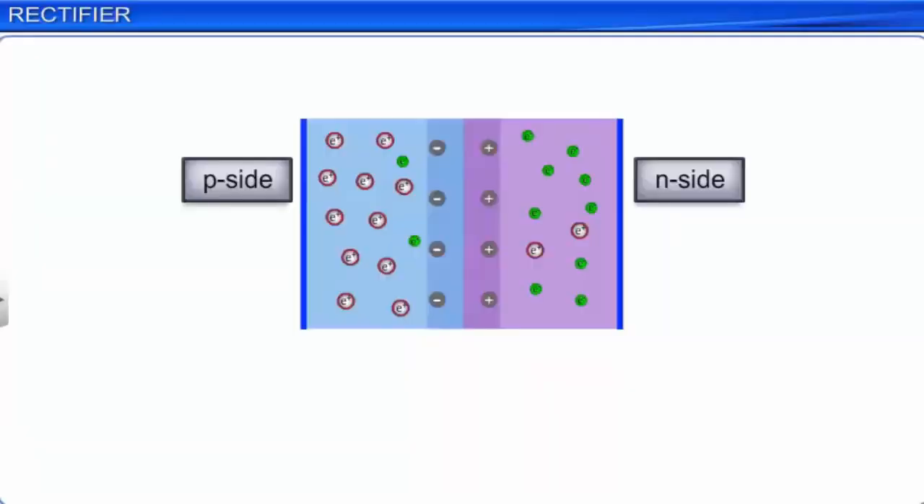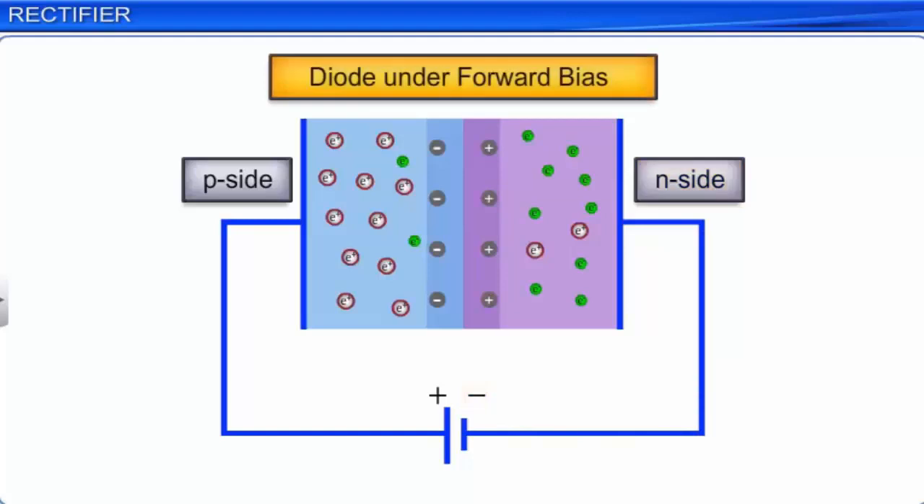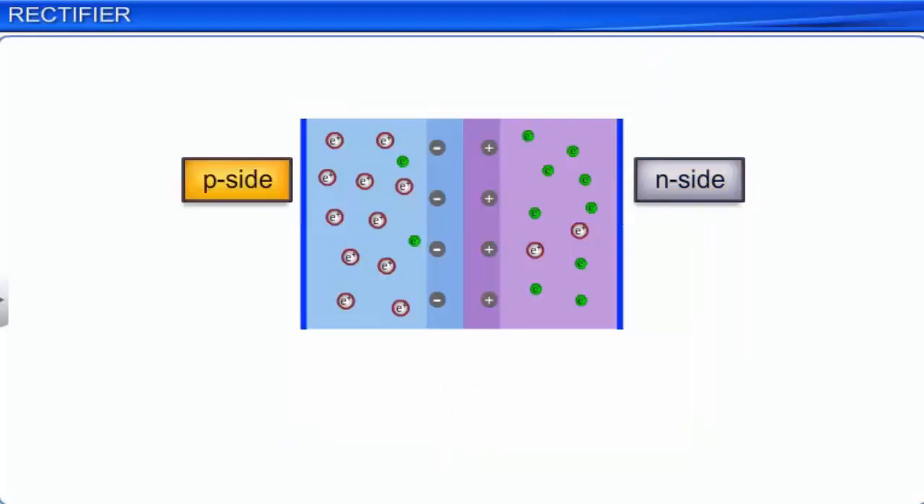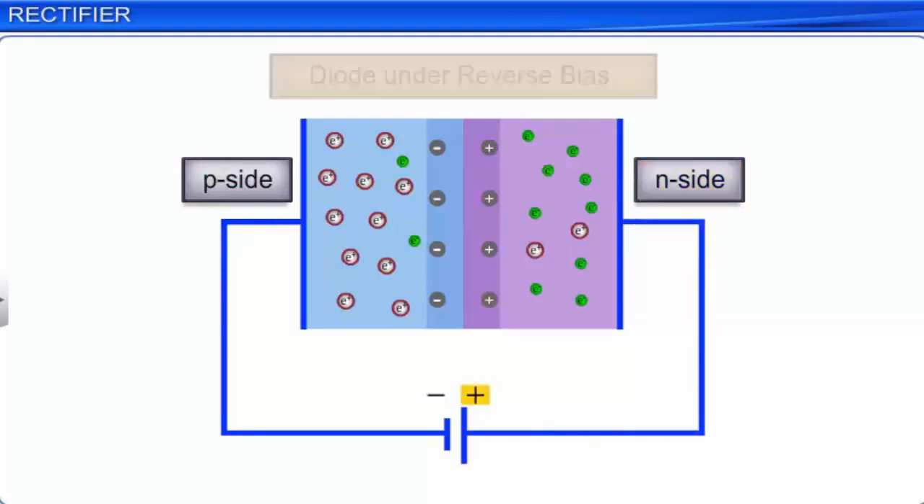You have already learned that when the P side of a PN junction diode is connected to the positive terminal of a battery and the N side is connected to its negative terminal, the diode is said to be forward biased. And when the P side of a PN junction diode is connected to the negative terminal and the N side is connected to the positive terminal, the diode is said to be reverse biased.